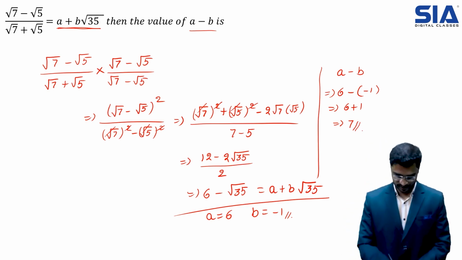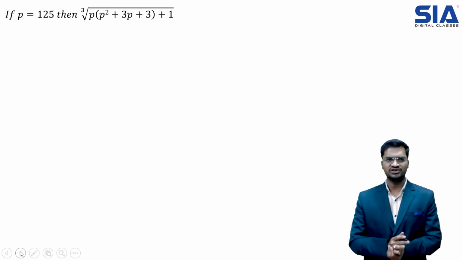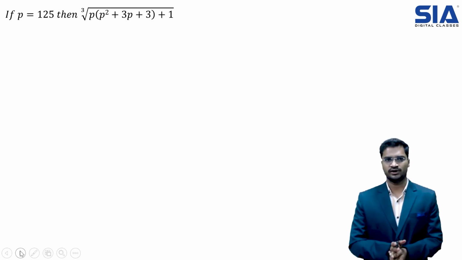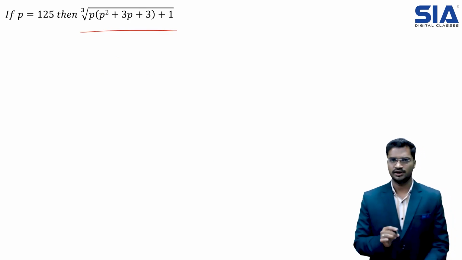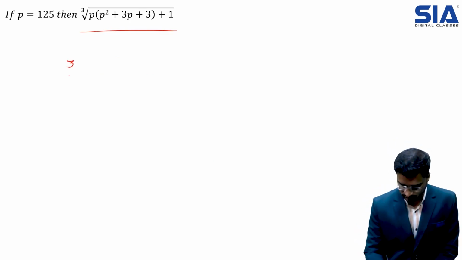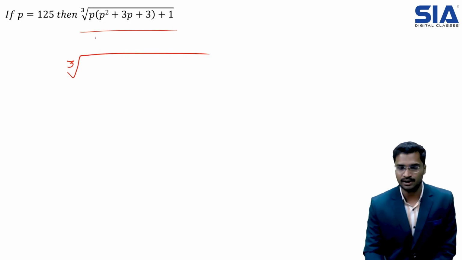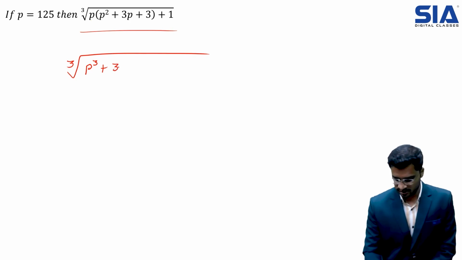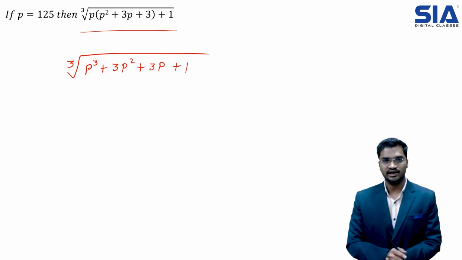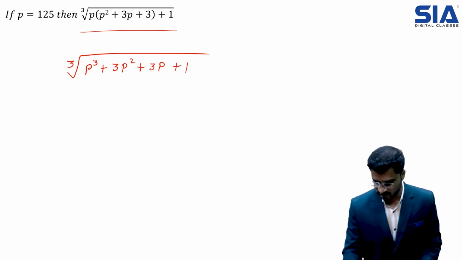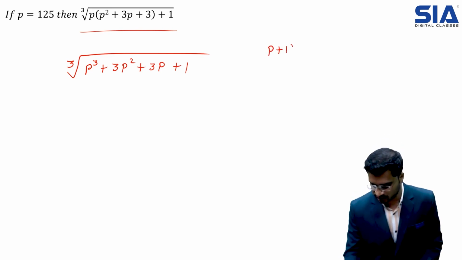Okay. Now coming to the next question, which is: if p is equal to 125, then find the cube root of p cube plus 3p square plus 3p plus 1. So we have to solve this particular equation. Let us write it down here: p cube plus 3p square plus 3p plus 1. After checking this particular expression, I can say that this is the cube of p plus 1 whole cube.